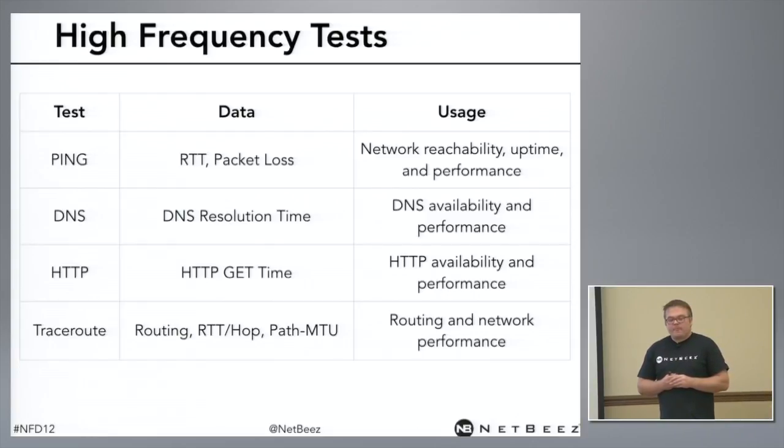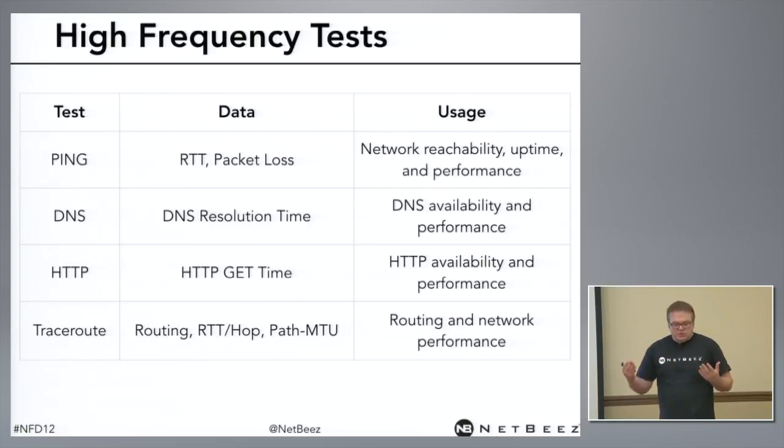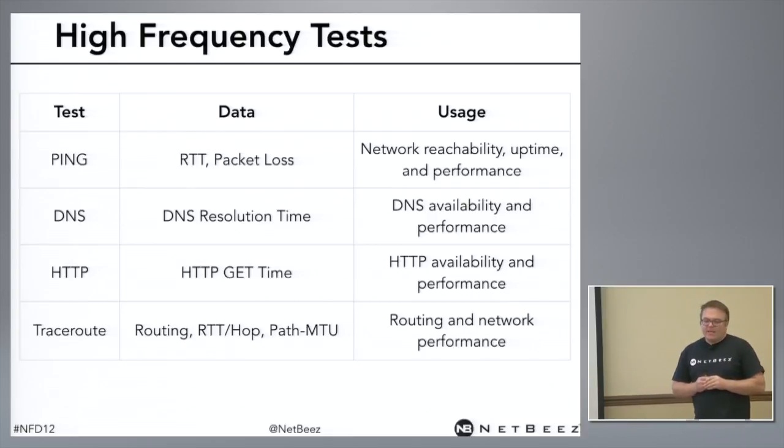So with DNS resolution, you test against your local DNS server, or you can choose your own server to test the resolution against. With HTTP, it's a GET, so you can see how long it takes to fetch Google, Salesforce, Office 365. And traceroute finally, where you can record hop-by-hop information and path MTU, used for routing and network performance analysis.